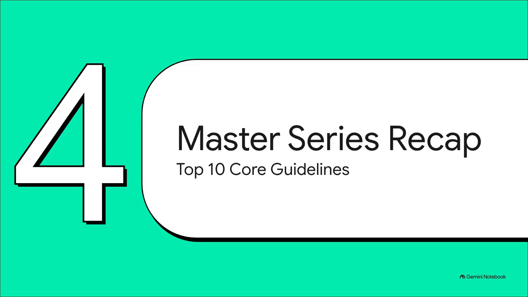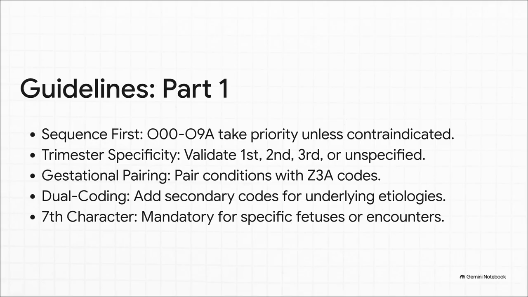Huge congratulations on making it through all the technical guidelines. If you've mastered O94 and O9A today, you have successfully conquered the core of Chapter 15. So let's lock this knowledge in with a quick recap. Number 1, sequence first. O00 through O9A codes always take sequencing priority unless explicitly contraindicated. Number 2, trimester specificity. Always validate the exact trimester. Number 3, gestational pairing. Get in the rhythm of pairing conditions with Z3A codes. Number 4, dual coding. Dig deep for those secondary codes to define underlying etiologies.